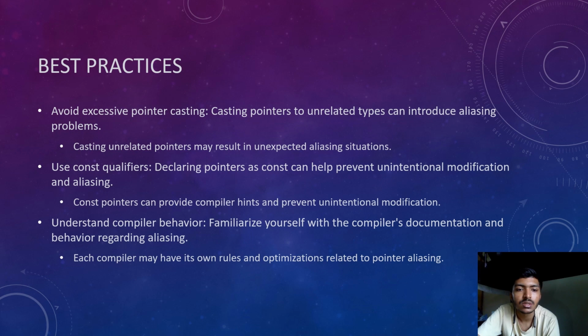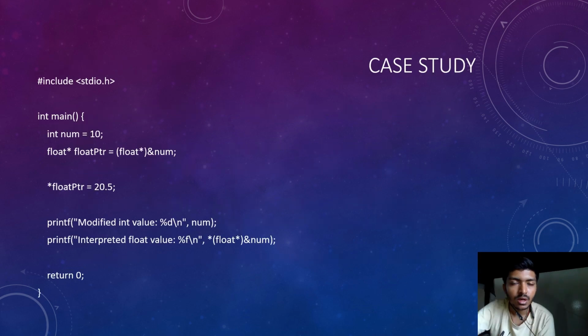The third one is to understand the compiler's behavior. Familiarize yourself with the compiler's documentation and behavior regarding aliasing. Each compiler may have its own rules and optimizations related to pointer aliasing. We are now going to be discussing the different examples of pointer aliasing using program codes.